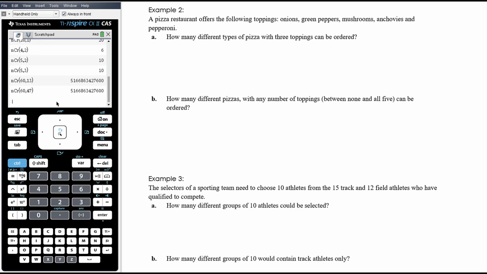So a pizza restaurant offers the following toppings: onions, green peppers, mushrooms, anchovies, and pepperoni. So we have 1, 2, 3, 4, 5 topping options. How many different types of pizza with 3 toppings can be ordered? Okay, so the key is that the order that you apply the toppings doesn't matter. If you order a pizza with mushrooms, anchovies, and pepperoni, the person asking for your order doesn't ask you which order you want them to put those things on the pizza. So it's not an arrangement, it's just a selection.